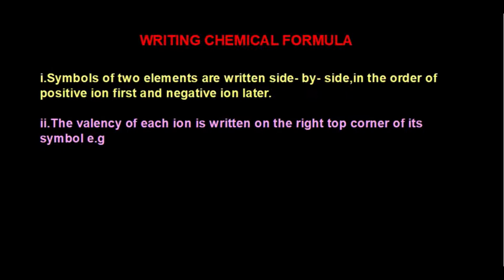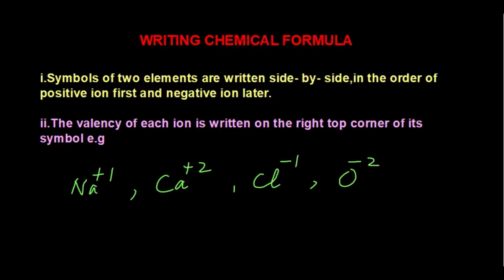For example, if we have sodium ion, the valency of sodium ion is +1, so we can write it as Na+1. Similarly, if we have calcium ion, the valency of calcium ion is Ca+2. Chloride ion, Cl-1. Oxide ion, O-2. So in this way we write the valency at the top right corner of the symbol of that element.